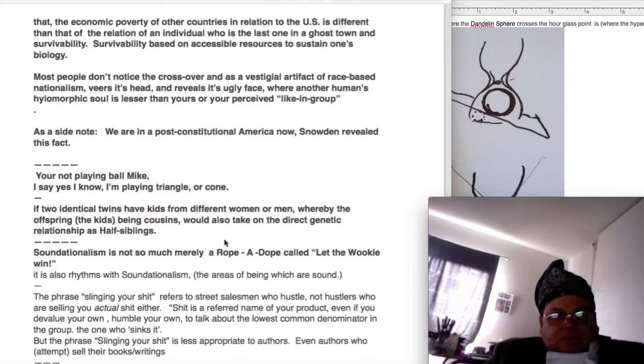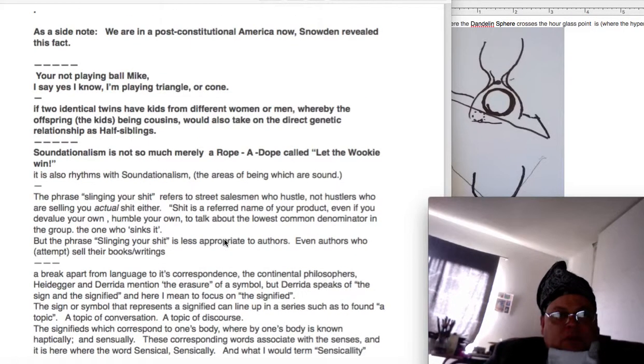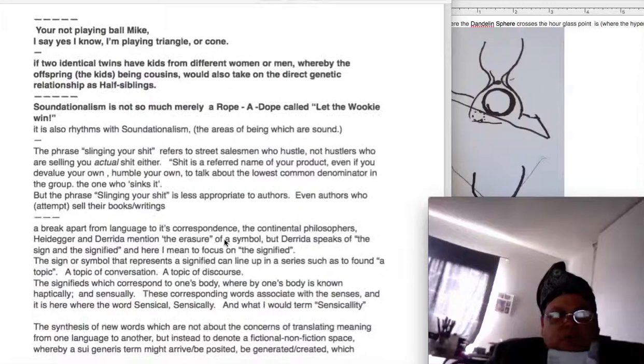As a side note, we are in a post-constitutional America now. Snowden revealed this fact. "You're not playing ball, Mike." I say, "Yes, I know, I'm playing triangle or cone." If two identical twins have kids from different women or men, whereby the offspring, the kids being cousins, would also take on the direct genetic relationship as half-siblings.